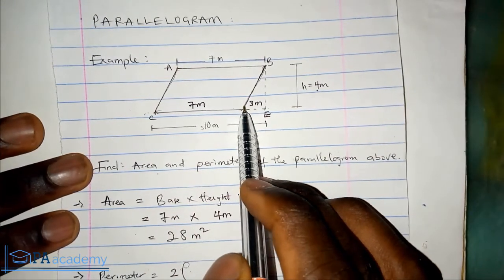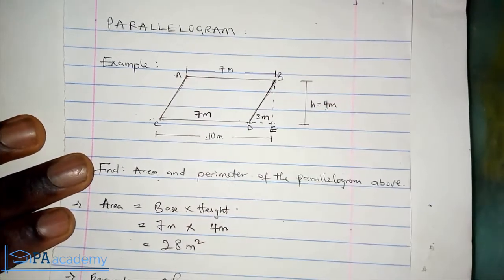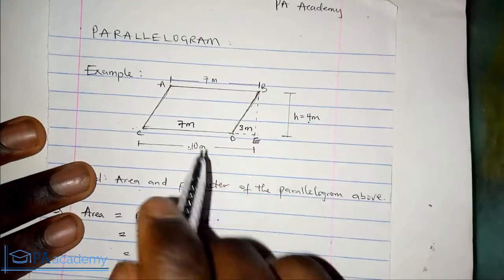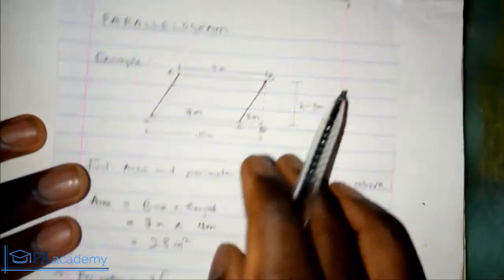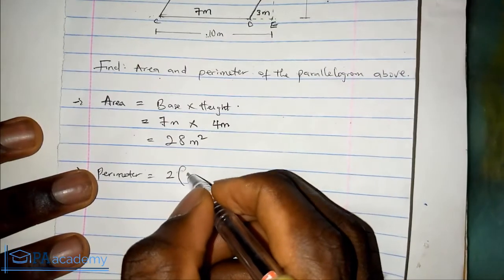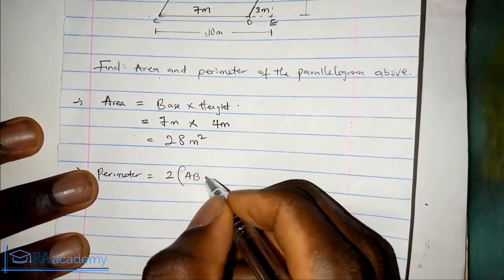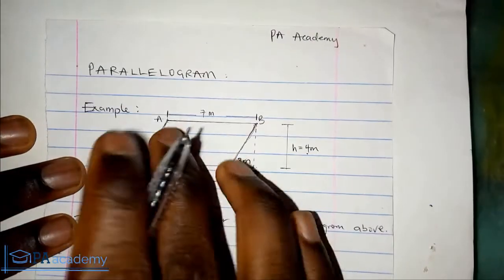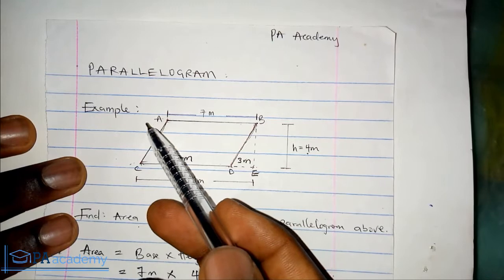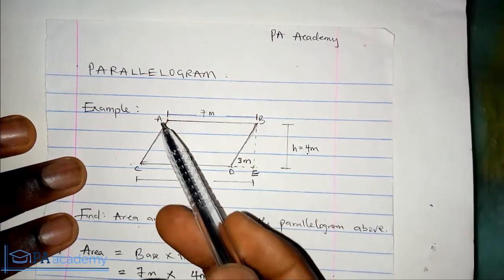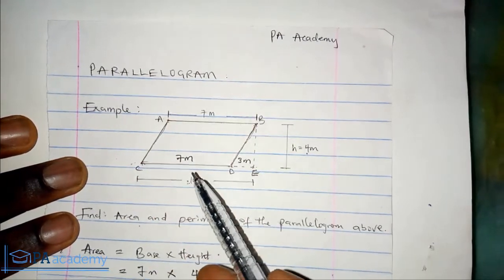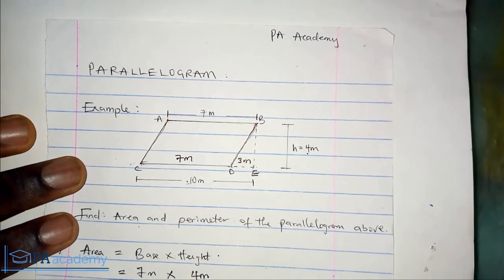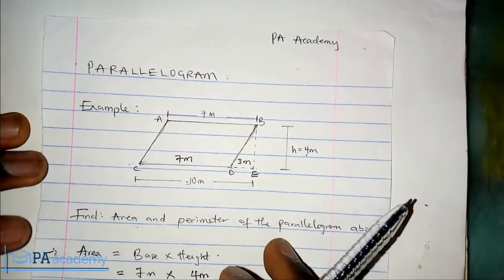So that's why I said earlier that you don't need to memorize the formula, just understand the concepts. So that will be 2 into brackets AB plus BD. Because now the parallelogram can be labeled differently. It might not be A, B, C. I can try to use different alphabets. So just understand the concepts of getting the formulas.